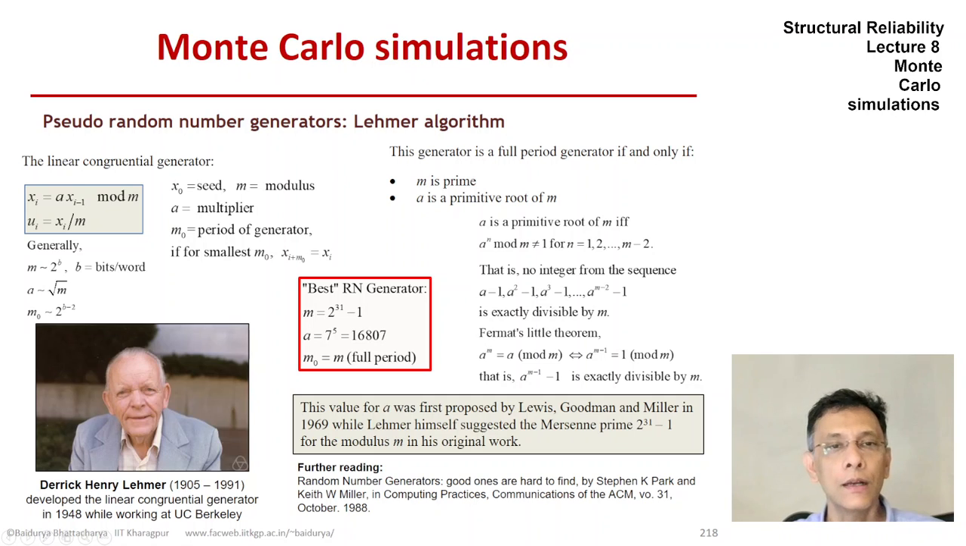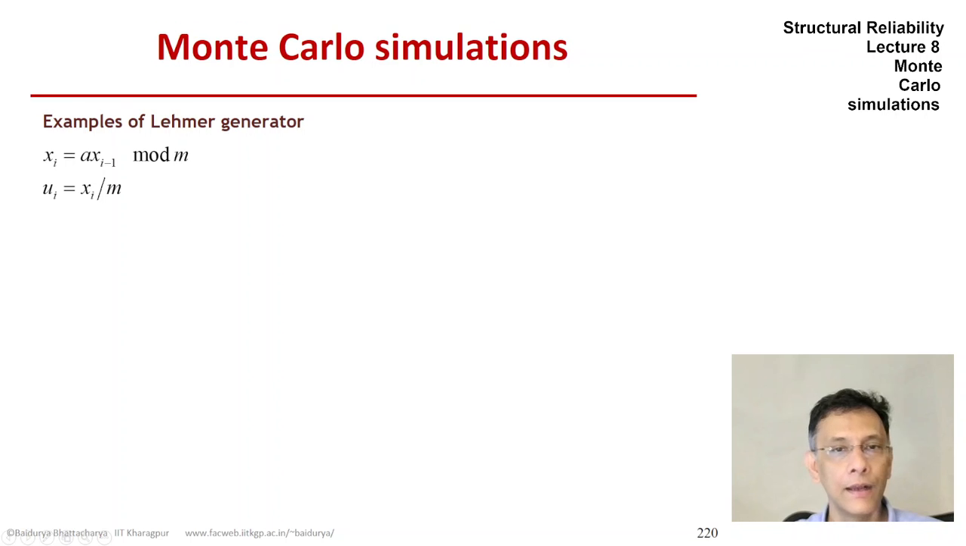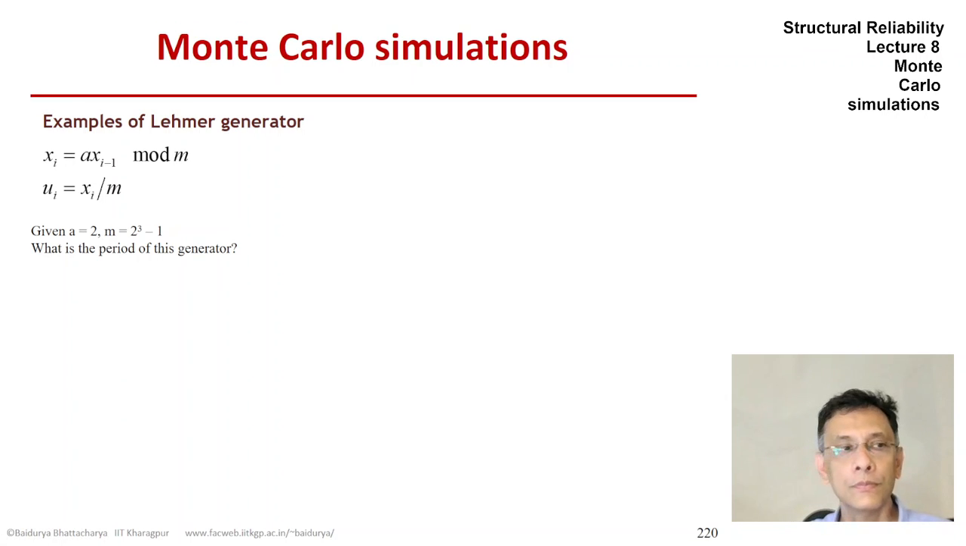So now let's just end this discussion with one or two small examples of the Lehmer algorithm. Let's have the modulus as 2 to the power 3 minus 1 and the multiplier a as 2. So what would be the period of this generator? If you want to work this through, then please pause the video. Otherwise, let me present the solution.